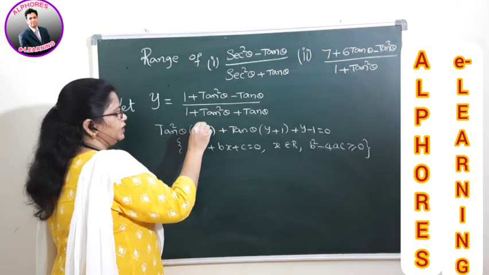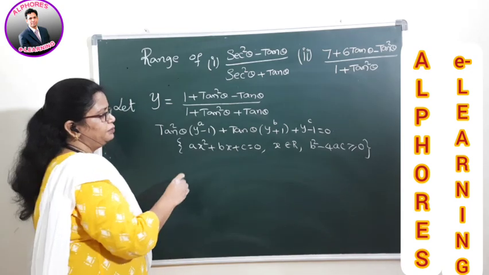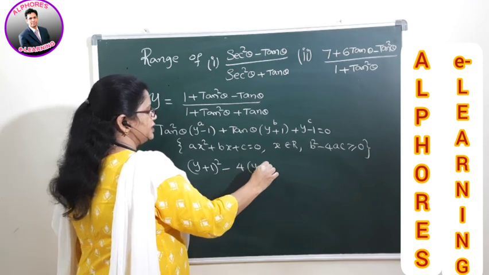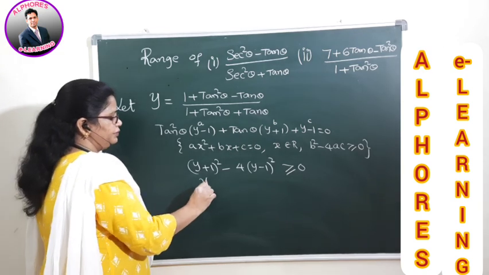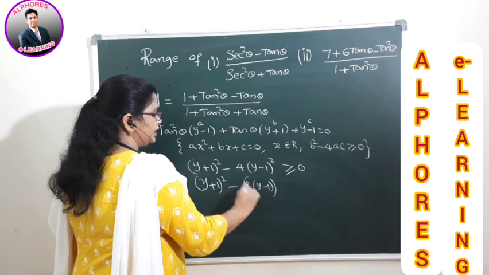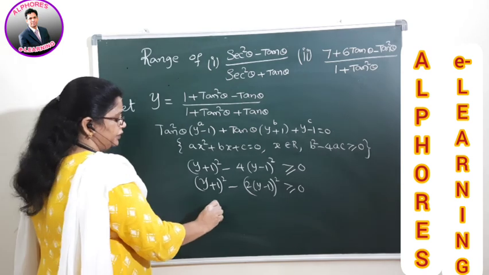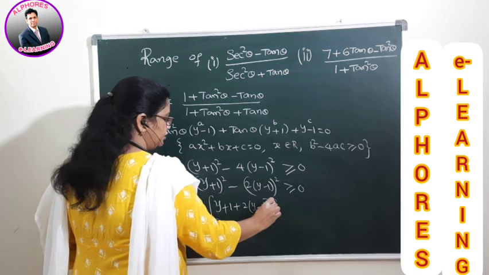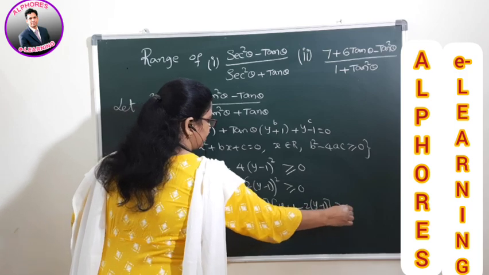That implies, what is your A here? This is your A, this is your B, and this value is our C. So B square implies (y plus 1) whole square minus 4 into AC, so (y minus 1) whole square greater than or equal to 0. We can do this as it is comfortable, writing 4 as a perfect square, so I am writing like this. Then you can use the a square minus b square formula. Even if you expand directly, there is no error, you can get the answer. And this into (y plus 1), it is minus 2 into (y minus 1) greater than or equal to 0.